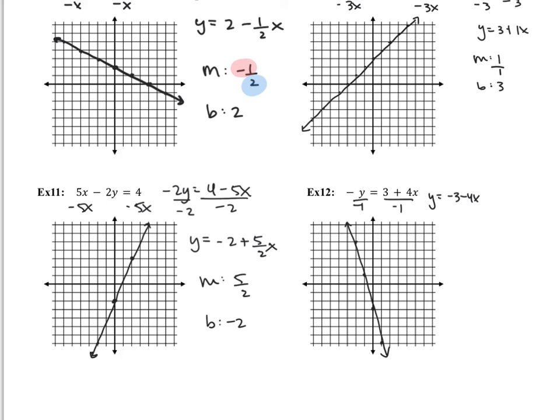And then on the last one, y is not isolated because it has the negative sign in front of it, so we're going to divide both sides by -1. That's just going to change the sign of everything on the right side, starting at -3 on the y-axis, and then down 4 over 1, and then did that in the opposite direction as well. And as I read my line from left to right, it has a negative slope.